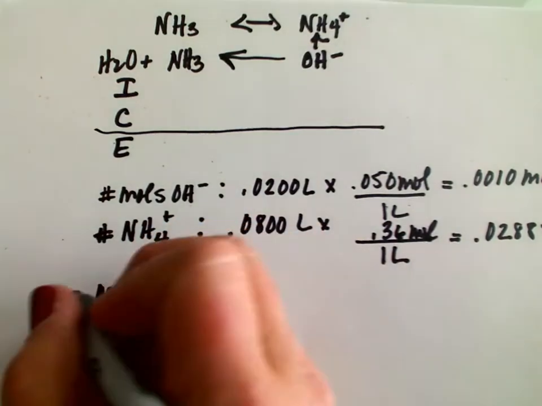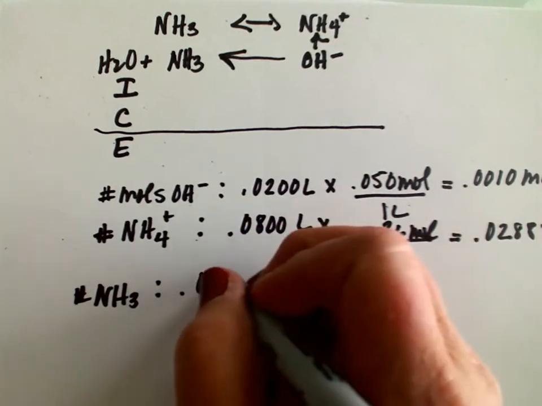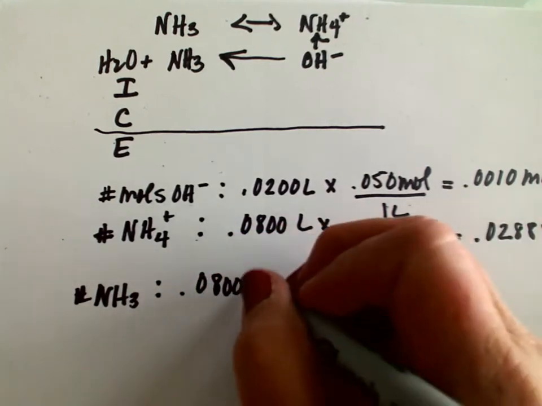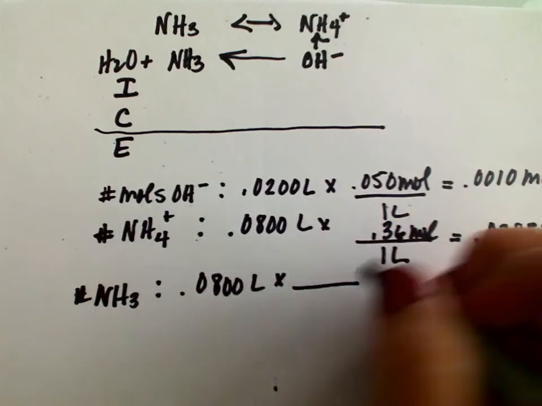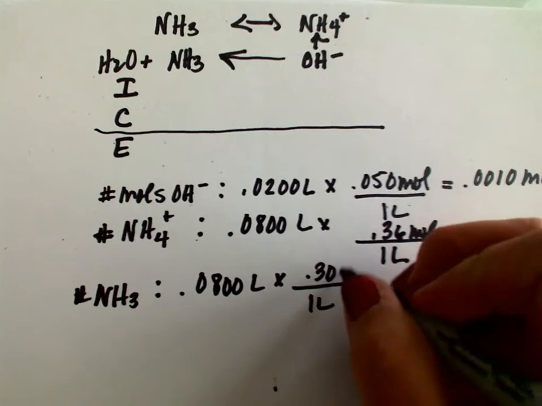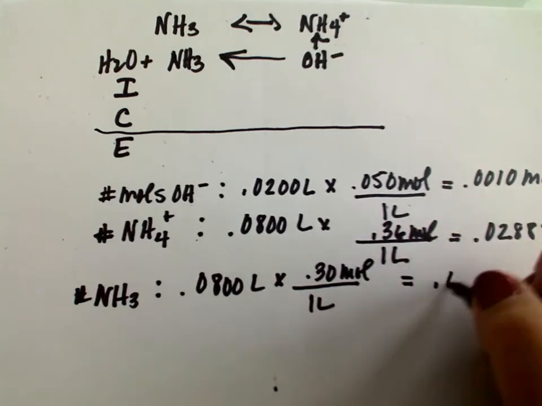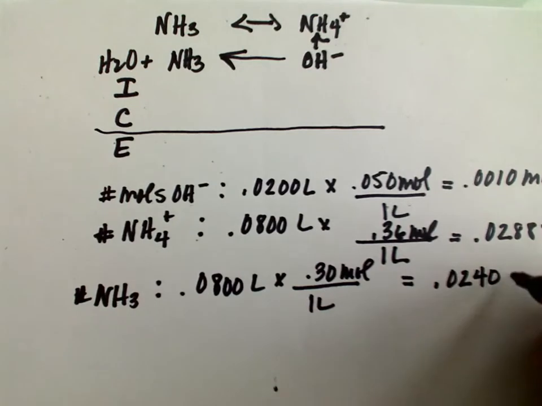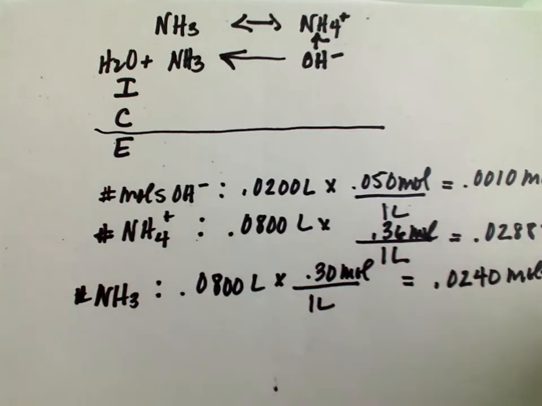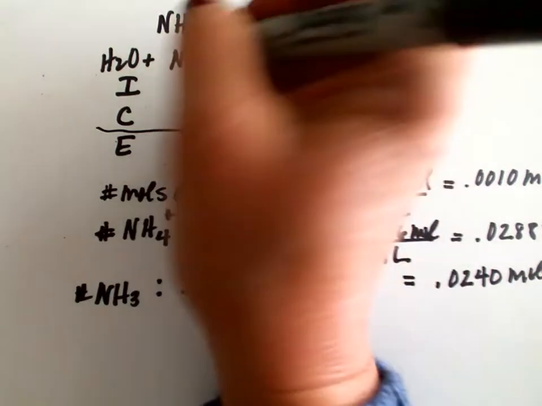And then finally we'll calculate the number of moles of ammonia that are present. Again, we've got 80 mL of this buffer. Convert that to liters. And this concentration is 0.30 mole per liter. So we have 0.0240 moles of ammonia. Okay. So these are our initial number of moles before we've added that hydroxide ion.